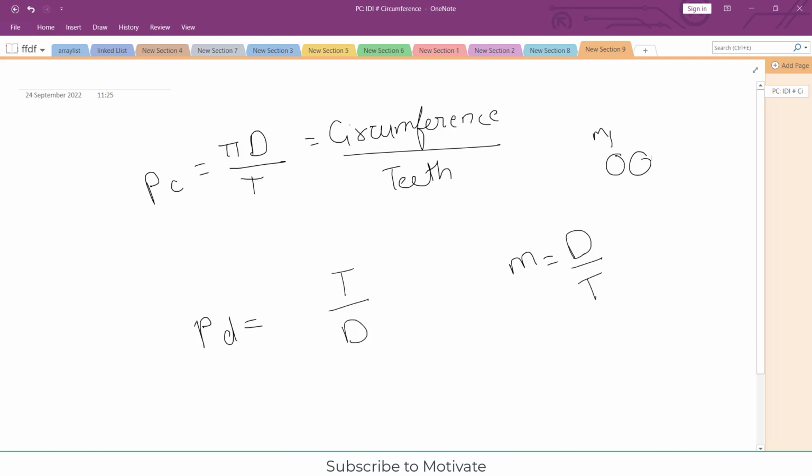Okay, the next term is pitch circle diameter. What is a pitch circle diameter? It is given by pi D by T, where D is the pitch circle diameter of the gear, pi D is the circumference, and T is the number of teeth. Okay, next terminology is diametrical pitch. Diametrical pitch is the ratio of the number of teeth divided by the pitch circle diameter.